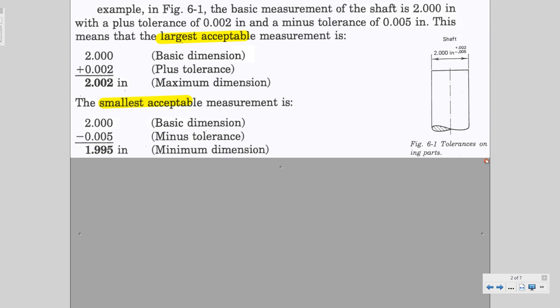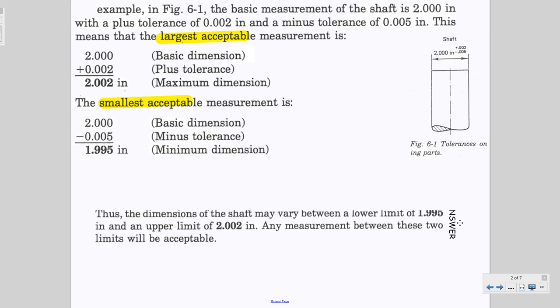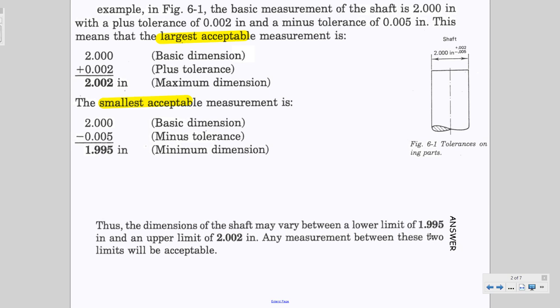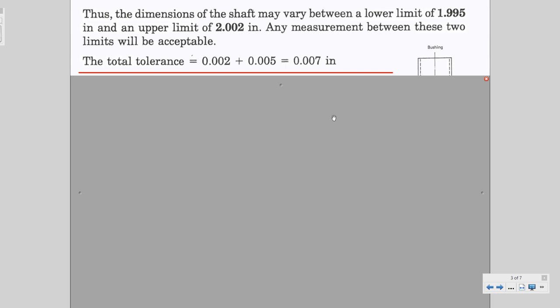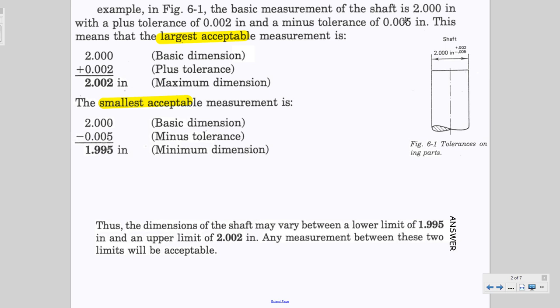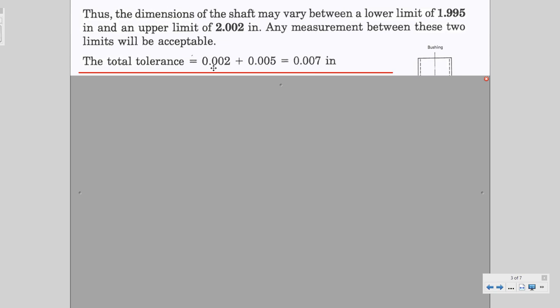So then you have your 2 different dimensions. They can vary anywhere between 1.995 inches and 2.002 inches. Anything between there will be acceptable. To find the total tolerance, then, the total tolerance is the difference between the upper and lower limits. Going back and looking at this, the plus tolerance here is 0.002, and the minus tolerance here is 0.005. So the total tolerance is 0.002 plus 0.005.